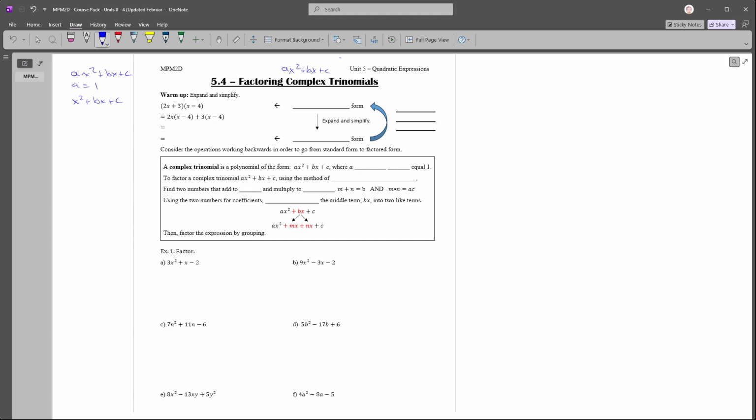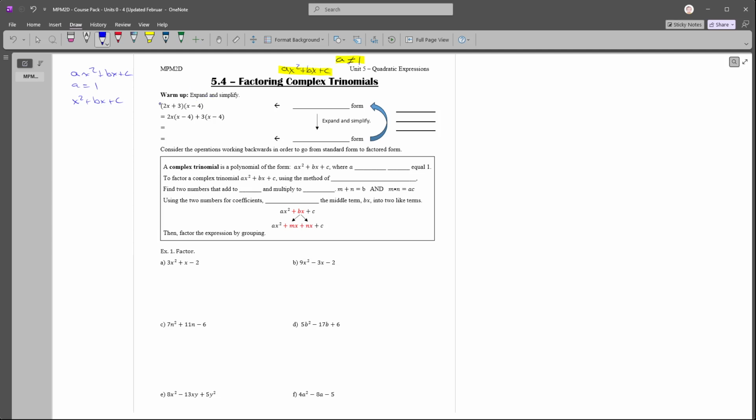However, in this case, a is never equal to 1, because if it's 1, that means it's a simple trinomial. So in our case, a complex trinomial is ax squared plus bx plus c, where a does not equal 1. So now we have a difference between those two, and they're going to be handled slightly differently. So let's try this out. Let's start with a little bit of a warm-up first.